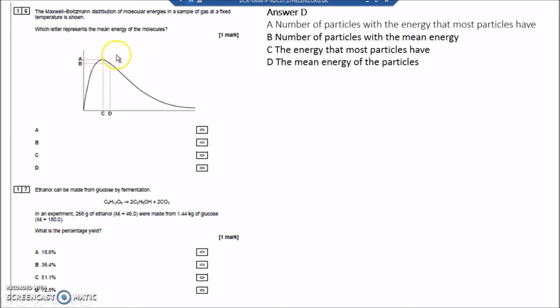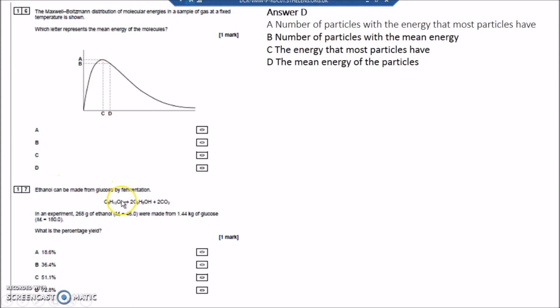Offset to the right, so to the right hand side, right of the peak, this D is the mean energy, the average energy. It's not the energy that most particles have, it's the mean energy, and that's D. And B therefore is the number of particles with the mean energy. So the mean energy is offset to the right of the peak.